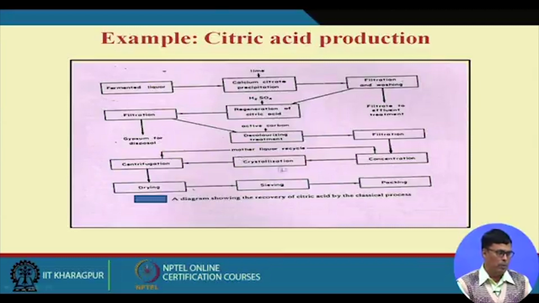the help of evaporator. Then after that you cool it down, then you pass through the crystallization unit to form the crystals of citric acid. Then you centrifuge this. After centrifugation you separate the crystals, dry it, and sieving is to get the different sizes of crystals, and packing it. So this is how the block flow diagram can be explained.